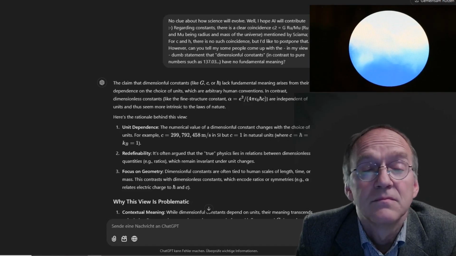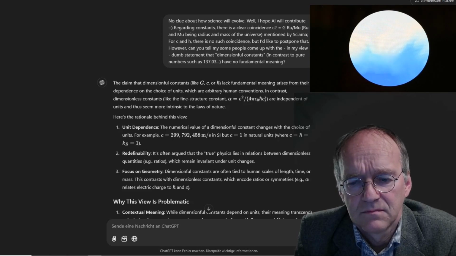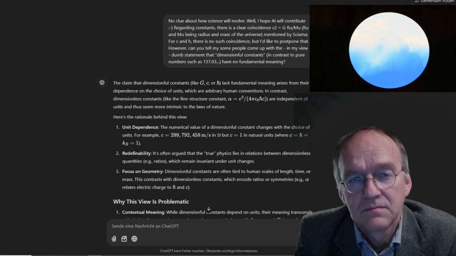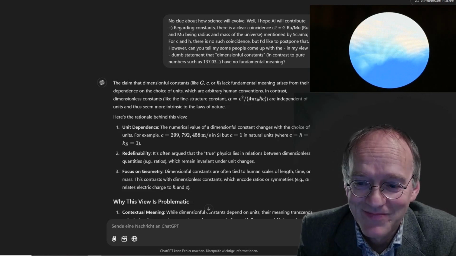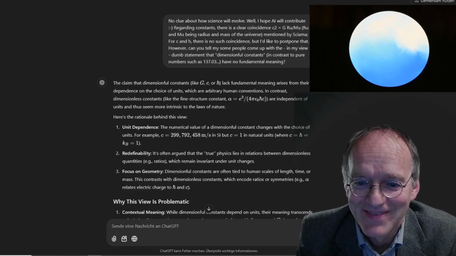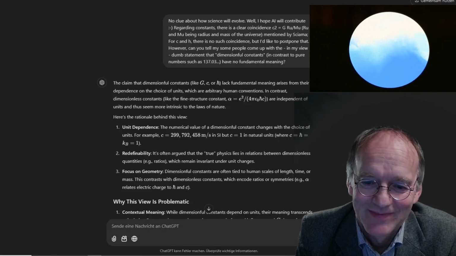The claim that dimensionful constants, like G, c, or ħ, lack fundamental meaning arises from their dependence on the choice of units, which are arbitrary human conventions. In contrast, dimensionless constants like the fine structure constant, alpha equals e squared over 4 pi epsilon 0 h bar c, are independent of units and thus seem more intrinsic to the laws of nature. Here's the rationale behind this view.